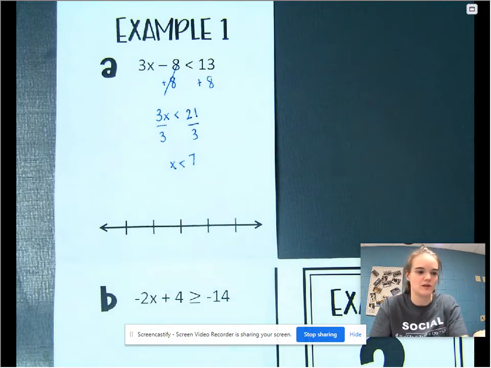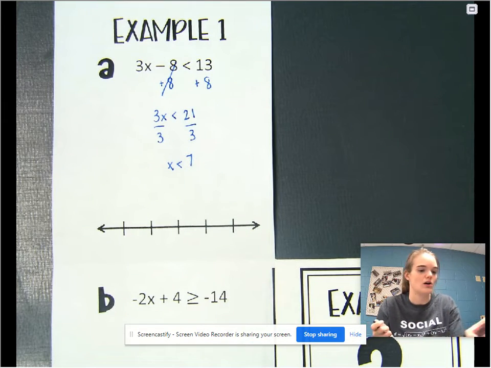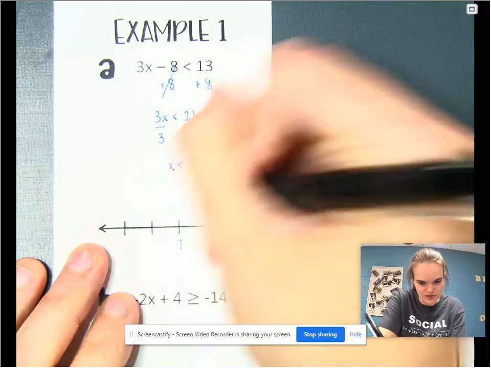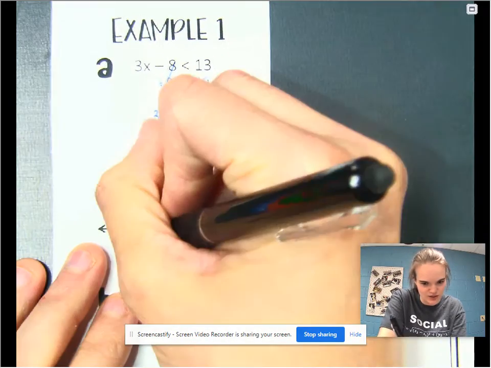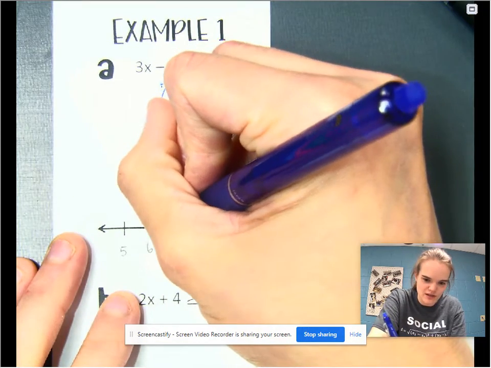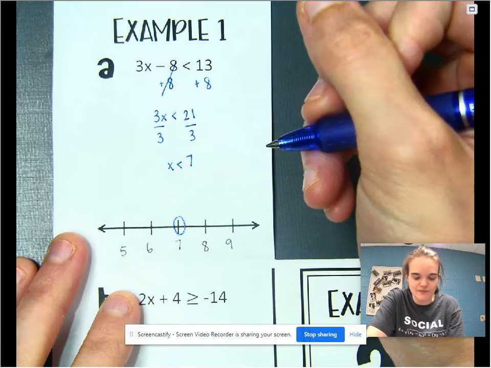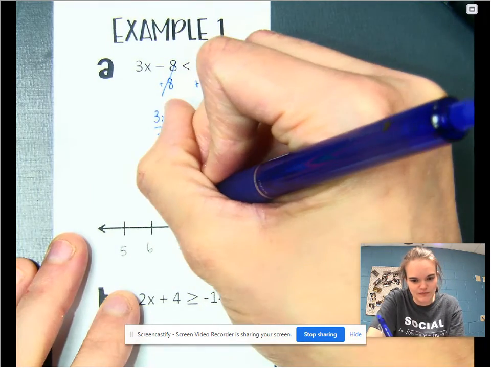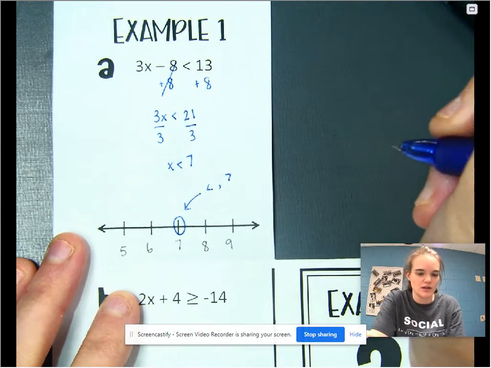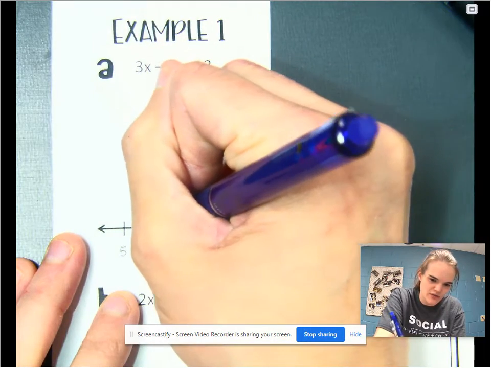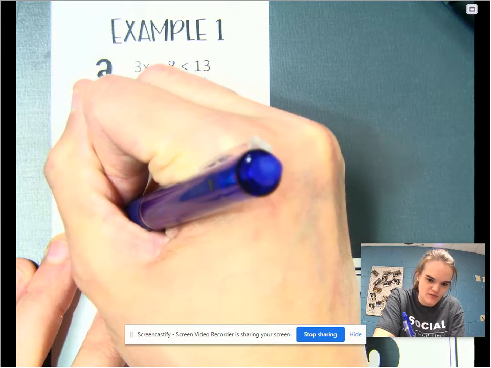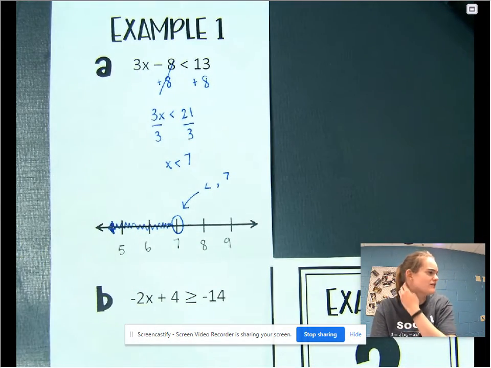Okay, so now I'm going to graph it. In order to graph it, I definitely have to have 7 on my number line. So let's put 7 in the dead center. And then I got 8 and 9, and I've got 6, and I've got 5. Okay, so I'm going to circle 7. I want an open circle because it's less than. If it's less than or it's greater than, you want an open circle. Okay, and this says less than, so I'm going to shade it to the left and draw arrows. Okay. So there's my graphing.